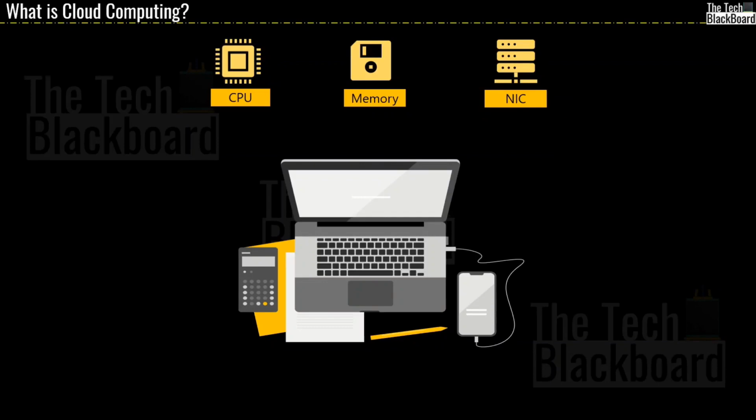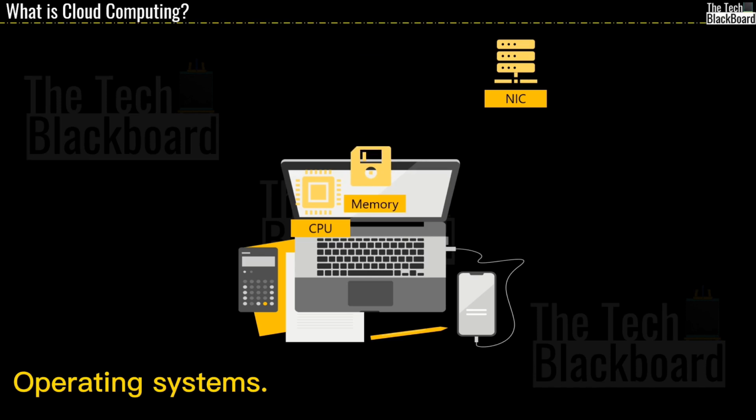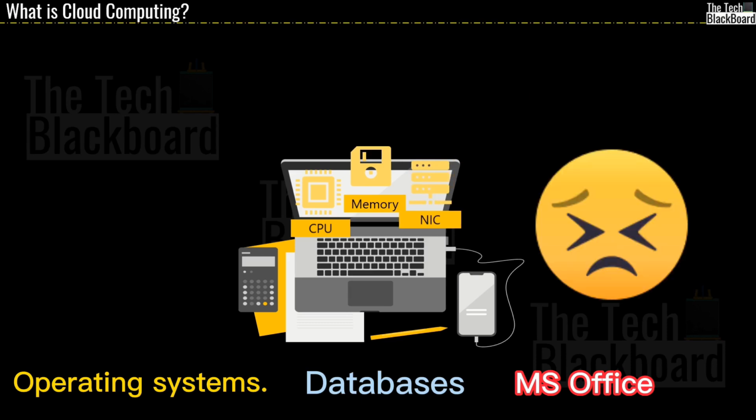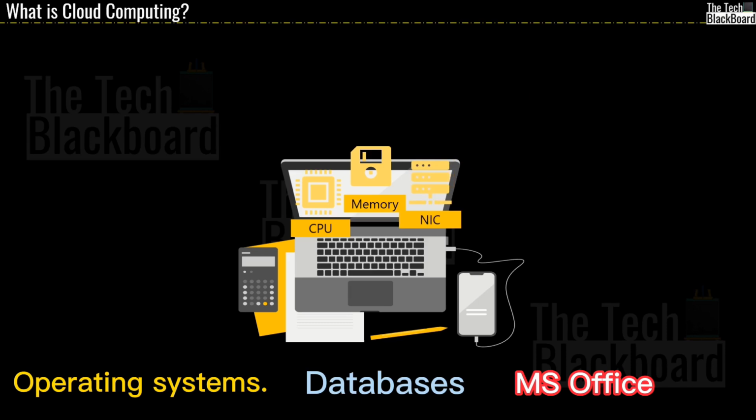To make it simple for those who are absolute beginners, compare this with your laptop. Your laptop has some computing power, or you can also say CPU. Then we have memory. We also have operating systems, maybe some databases, applications like MS Office, network interface cards, and so on and so forth. Now what happens is that after using a laptop for a couple of years, even the best configured laptops become obsolete. So what's the way out? Well, in most cases, you have to purchase a new laptop.